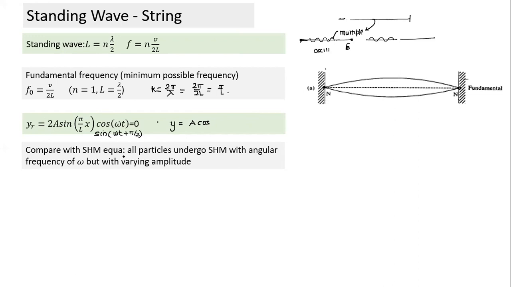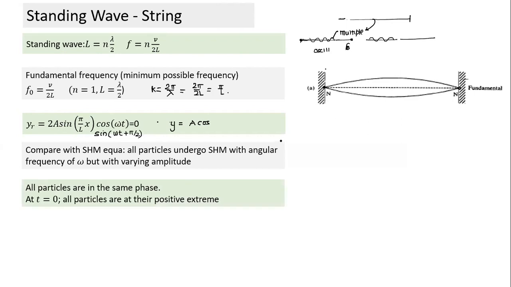While you can compare this with SHM, what we understand from this equation is that all particles here undergo SHM with the same angular frequency omega. But depending on the value of x, the amplitude is varying. This equation indicates oscillation of all particles on the string with the same omega. Only as I substitute the value of x, I find a different value of amplitude. So all particles are in the same phase.